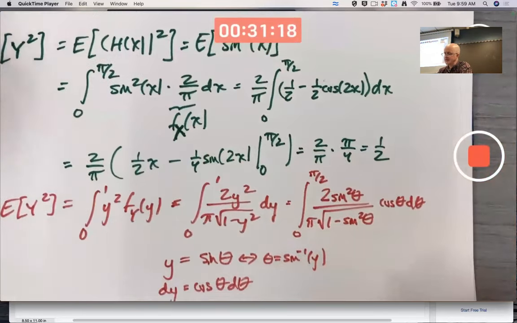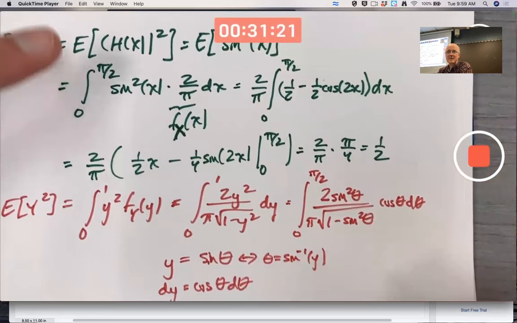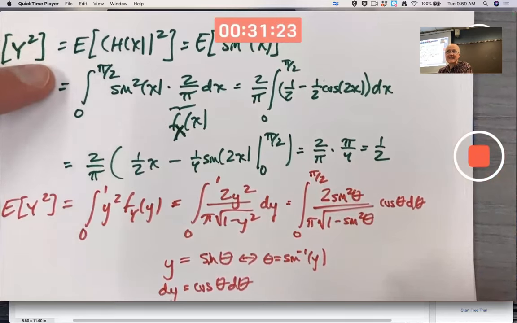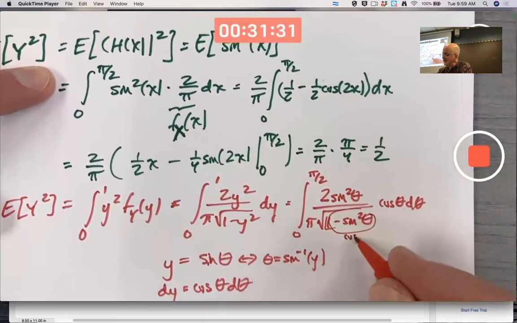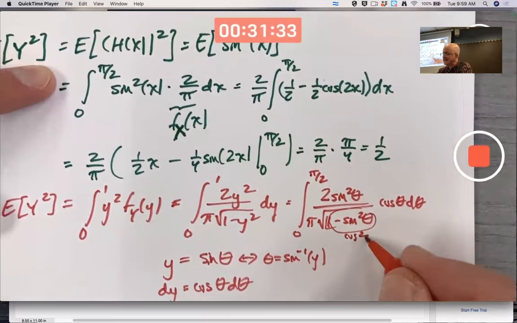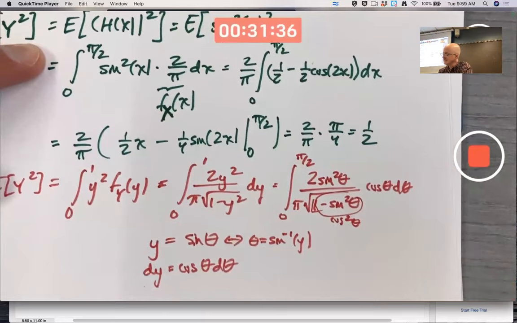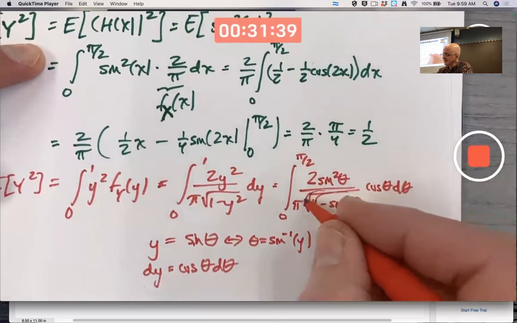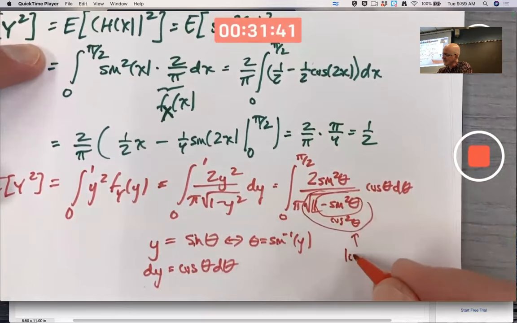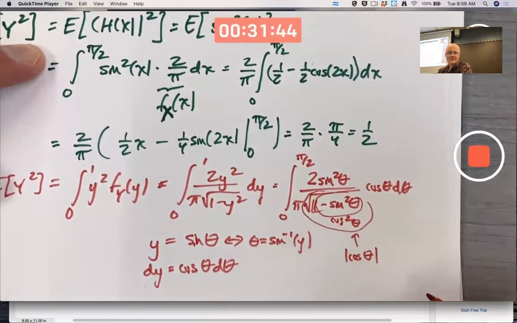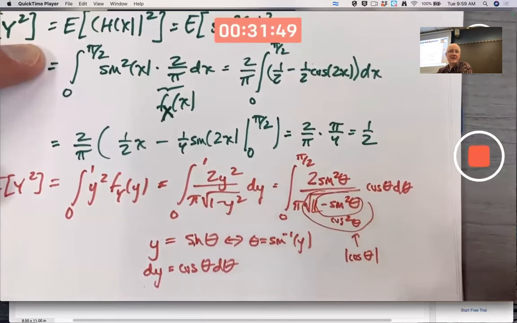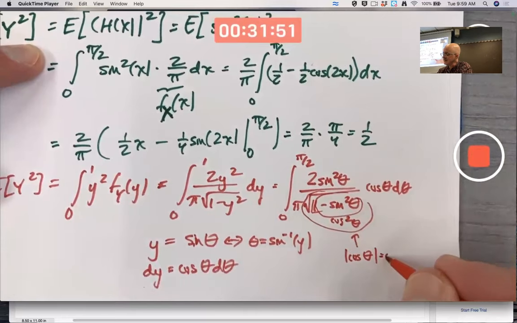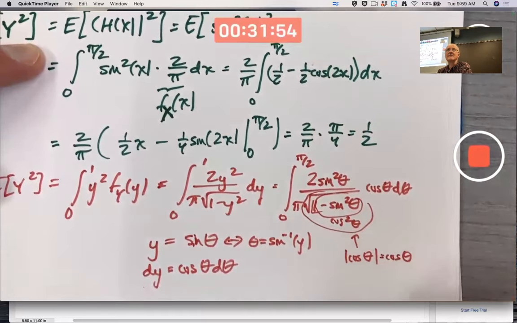This is starting to feel familiar. It simplifies things. Once you do the trig substitution, they're equivalent in difficulty. That's a cos squared theta. Technically, the square root of cos squared theta is the absolute value of cos theta. However, theta is between 0 and pi over 2. So cos theta is positive. So this is the same as cos theta.